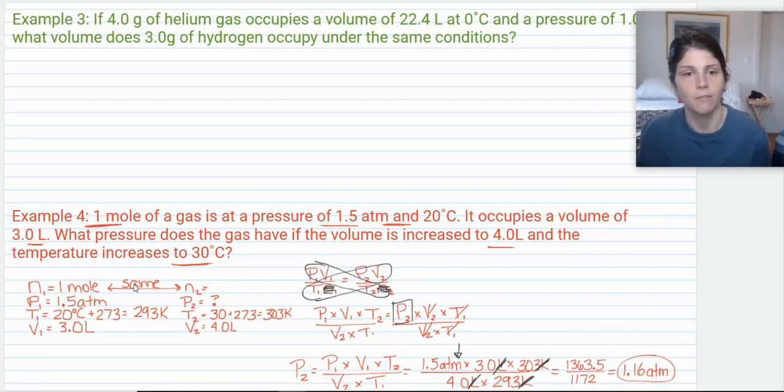This problem was a lot harder than the previous ones because more than one thing is changing. So in this case, the volume changed and the temperature changed. I wanted to find out what happened to pressure. It's not a simple relationship anymore. They're more complicated, but absolutely doable using the combined gas law.